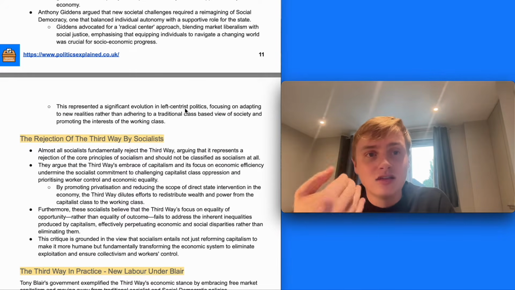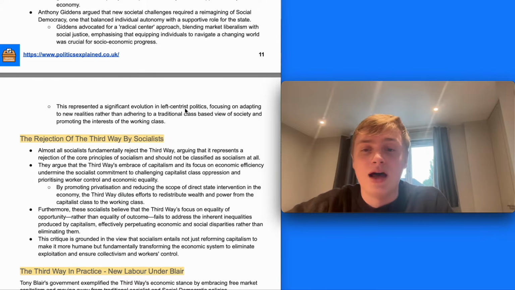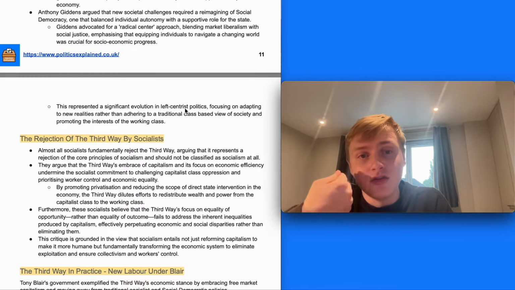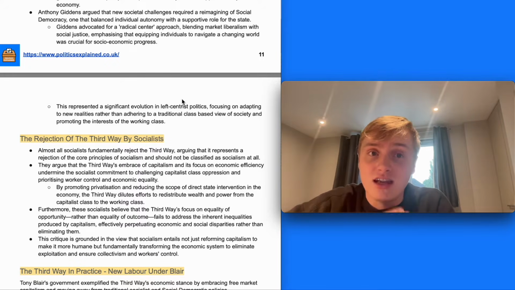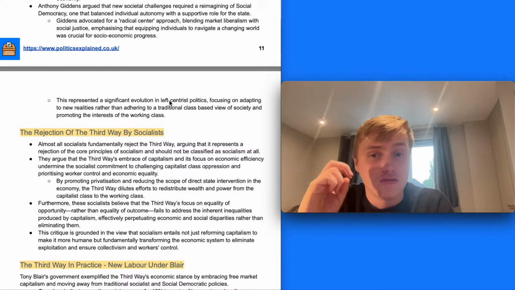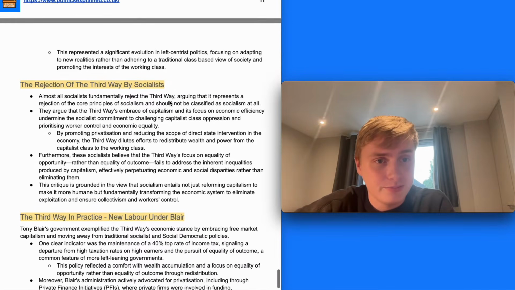And you see Anthony Giddens was a really key thinker in this, and he argued that these new societal changes and the new global economy required a reimagining of social democracy that balanced individual autonomy with a supportive role for the state, supporting this kind of radical centre approach.